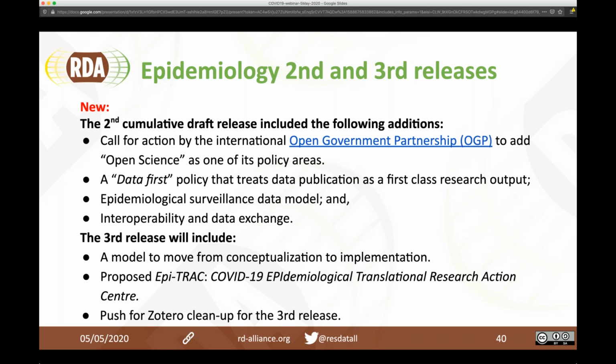We've developed, or are developing, what we're calling an epidemiological surveillance data model that illustrates the kind of contextual information that is required for EPI, and are also now developing an interoperability and data exchange model, which we are calling EpiTrack, COVID-19 Epidemiological Translational Research Action Center.